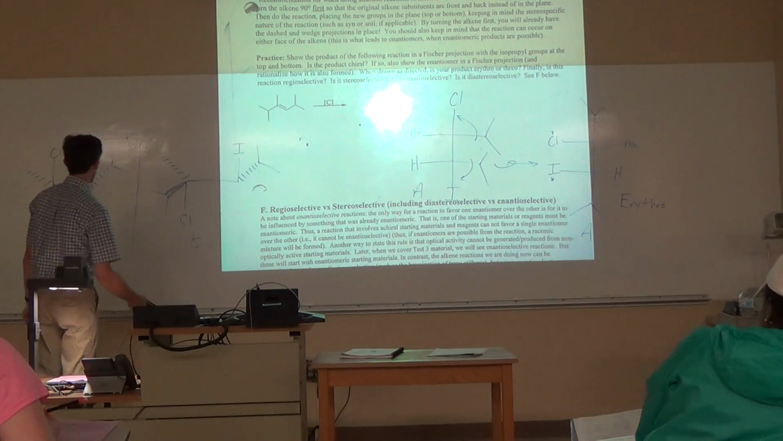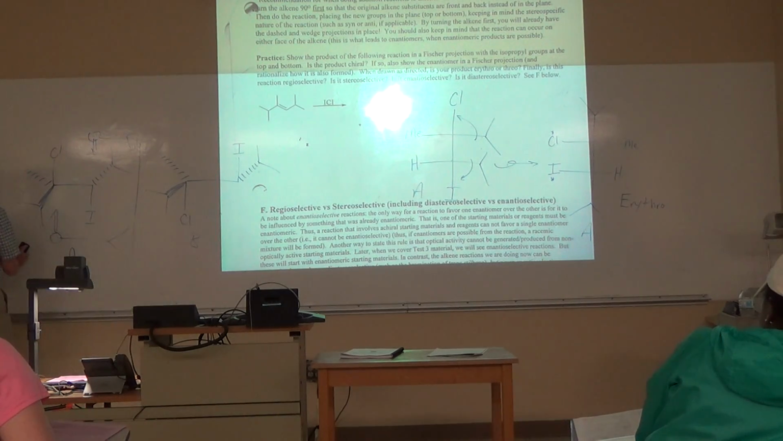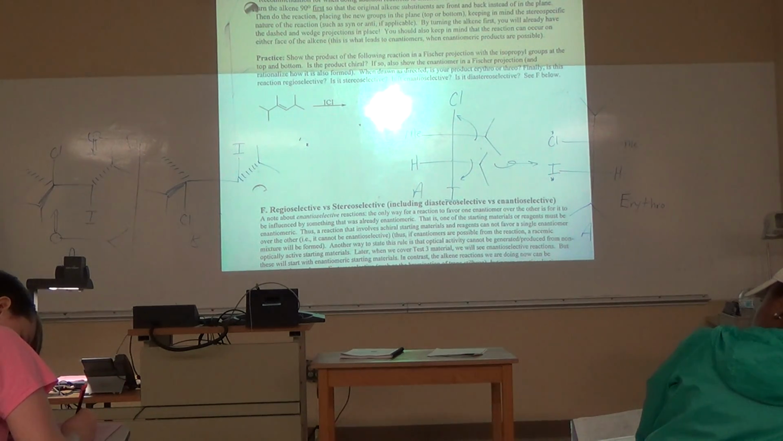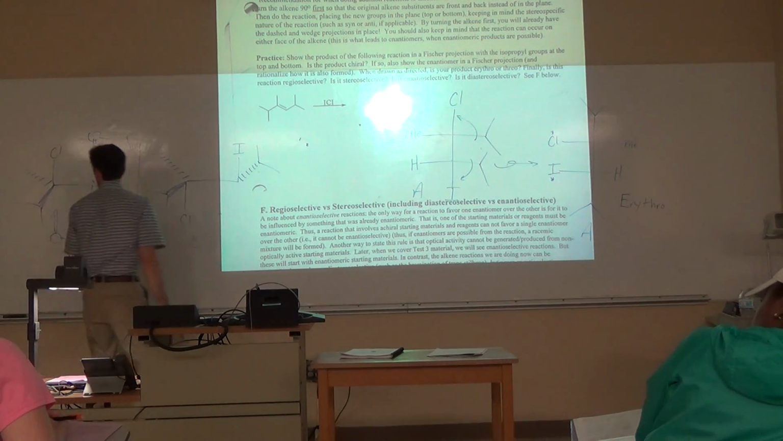I'm out of room, I'll have to erase. I'm going to erase A, I reckon. Or I'll try to do it over here. B, if we do it in a Fischer projection, would look like, I'm just going to go ahead and draw the end here. It would be that right there.